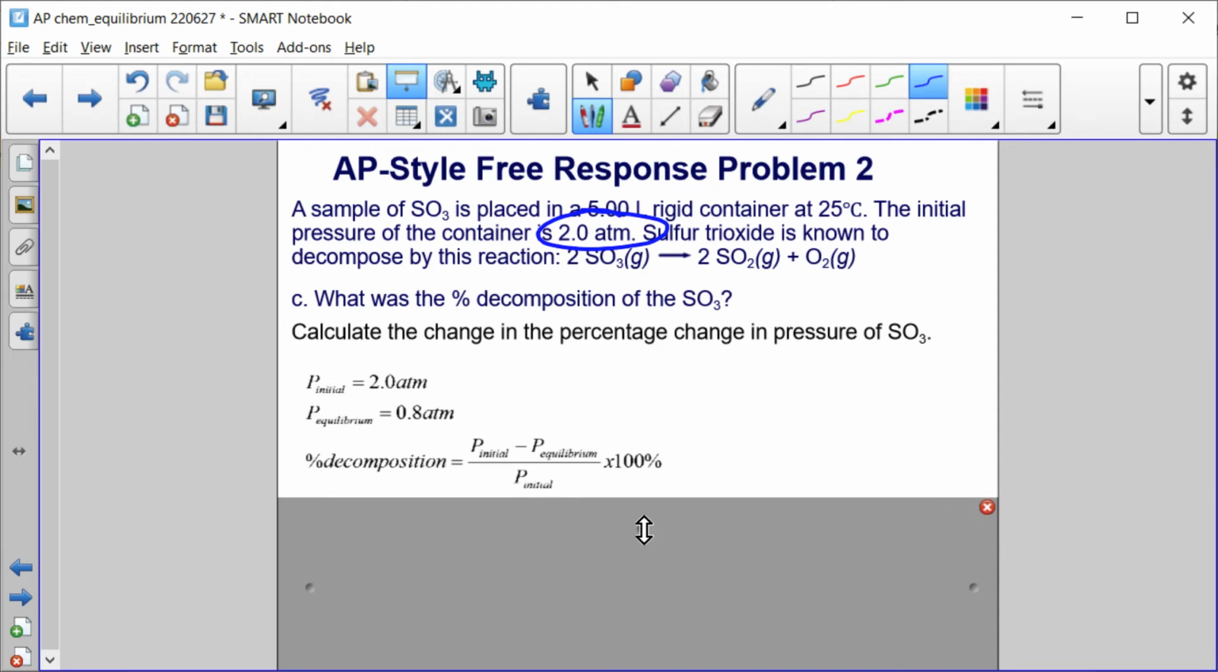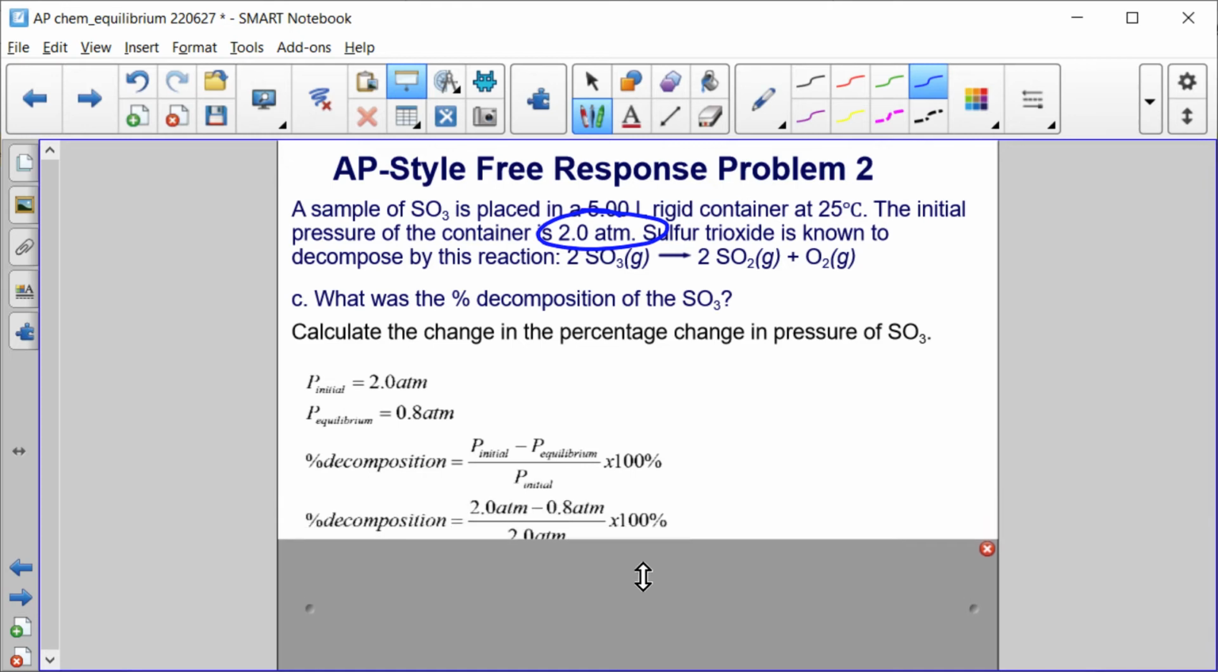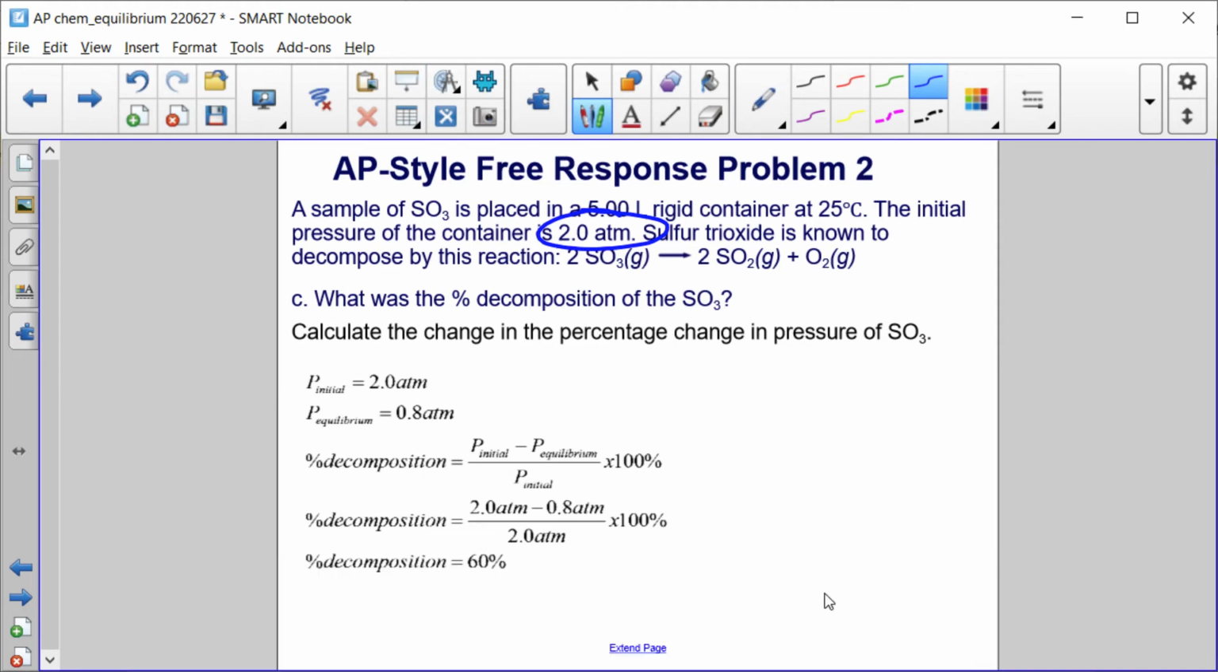So the percent decomposition is the initial pressure minus the equilibrium pressure, so the part that was the change, divided by the whole, the initial, multiplied by 100%. So 2, our initial pressure, minus 0.8 atmospheres, our equilibrium pressure. So that means our change was 1.2 atmospheres divided by the initial pressure of 2 atmospheres times 100. So the percent decomposition, how much did the SO3 decompose? 60%.